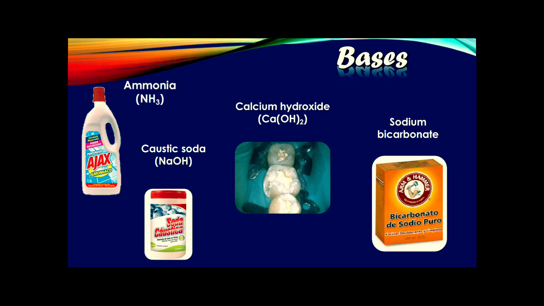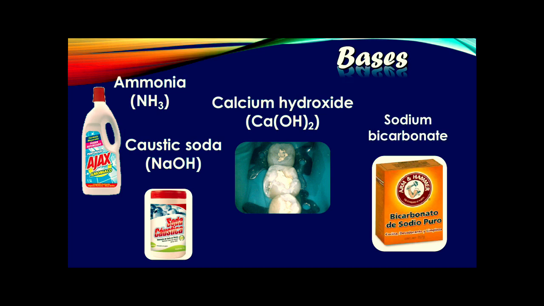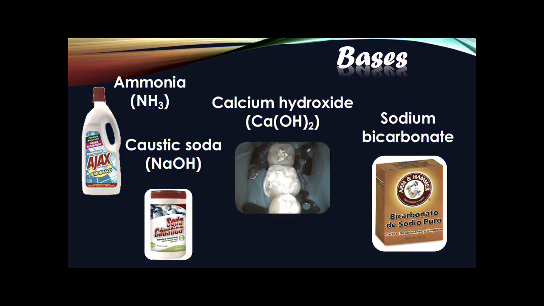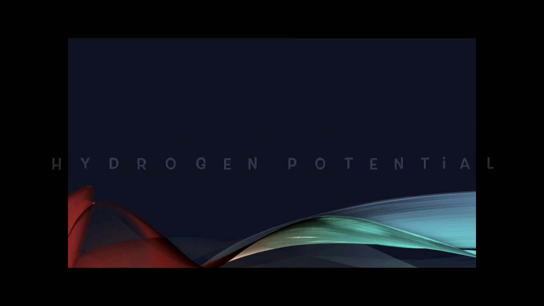Examples of bases, we have some cleaning products such as ammonia, NH3. Then we have caustic soda, which is sodium hydroxide, and that in combination with fat can produce soap. Then we have calcium hydroxide, which is used by dentists to repair your teeth. And sodium bicarbonate, which is very widely used as a cleaning product, for cooking, for whitening your teeth, and also as a deodorant.